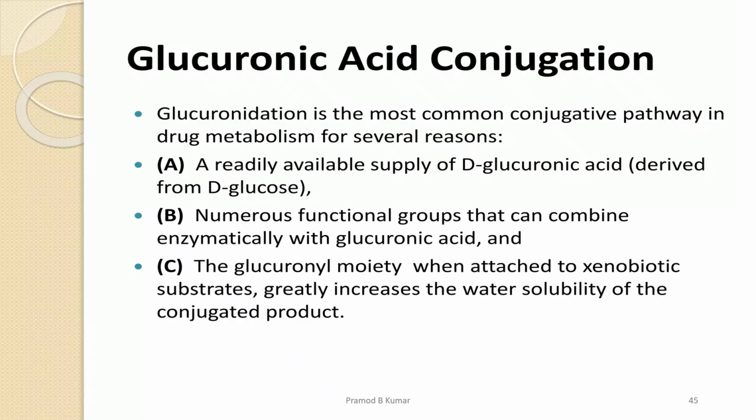So the first one is glucuronide conjugation. Glucuronidation is the most common pathway in drug metabolism. Why? Because glucose is readily available in our body. It gets oxidized into glucuronic acid, and numerous functional groups can combine enzymatically with glucuronic acid. The glucuronide moiety, when attached to a xenobiotic substrate, greatly increases the water solubility of the conjugate. So that all favors easy excretion.